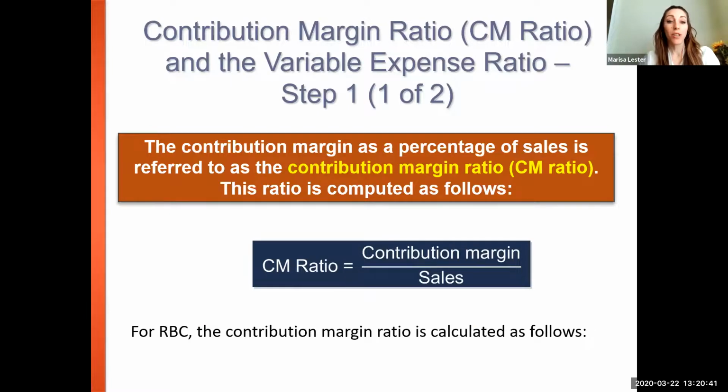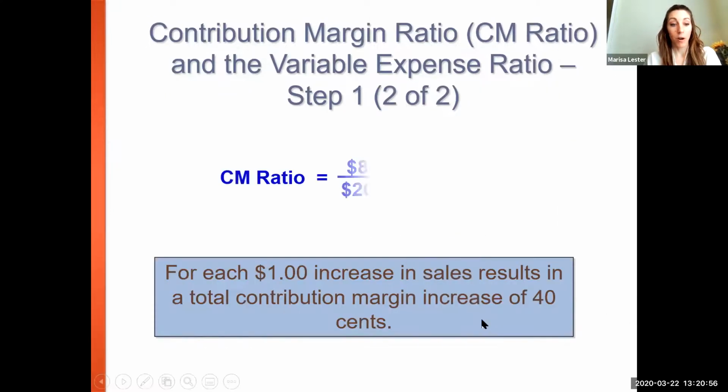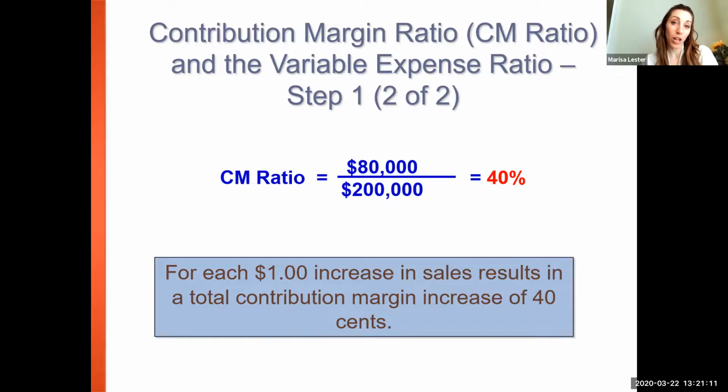All right, so my contribution margin ratio and the variable expense ratio. Contribution margin as a percentage of sales, we call the CM ratio. So I can take total contribution margin divided by total sales. For RBC, my total contribution margin was 80,000 divided by my total sales, 200,000. So my CM ratio was 40%. Again, for every additional dollar in sales, 40 cents will be used to try and cover my fixed expenses.